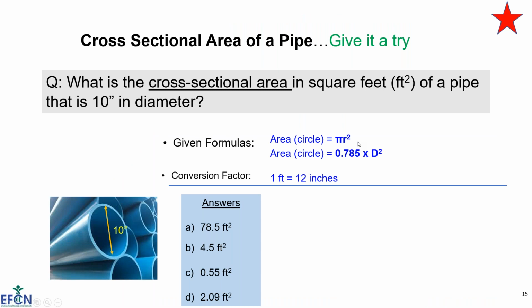Okay, now this is the time for you to give it a try, and my question is, what is the cross-sectional area in square feet of a pipe that measures 10 inches in diameter? Now on my formula sheet, we have both formulas. The area of a circle is pi r squared. The area of a circle is 0.785 multiplied by the diameter squared. So choose any of these formulas to use. We also have a conversion factor of 1 foot is equivalent to 12 inches.